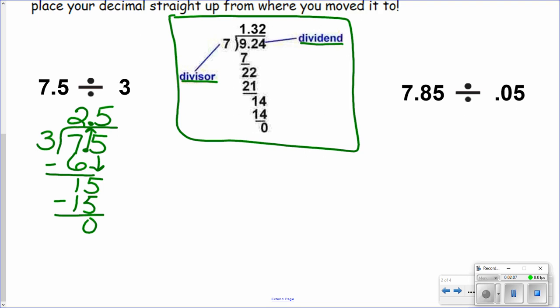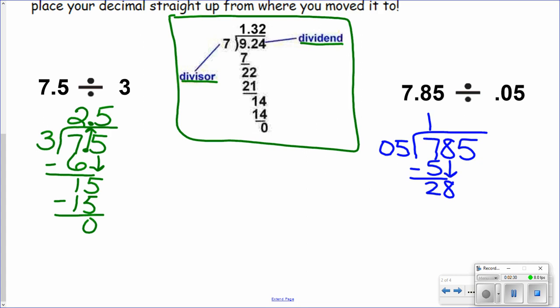My next example, 7 and 85/100 divided by 5/100. So this is 785 divided by 5. I'm ignoring all of the decimals right now. This is just a 5 out here to me. 5 goes into 7 once. Subtract and bring down the 8. 5 into 28 is 5 times. Subtract, bring down the 5. 5 into 35 is 7.